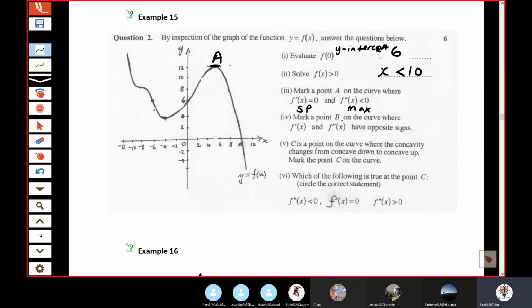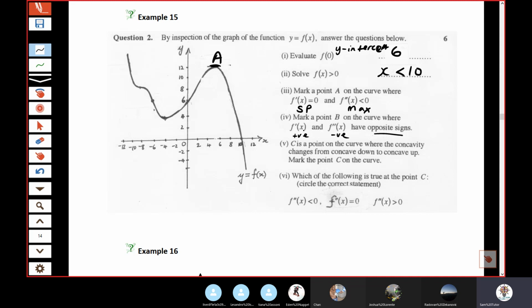Next one. Mark a point B on the curve where y dash and y double dash, look how I'm reading it. I'm not reading it f dash, don't complicate it. Y dash and y double dash have opposite signs. What does it mean? Opposite signs. Just make sure one's positive, one's negative. If that didn't work out, then it's the other way around. One's negative, the other one is positive.